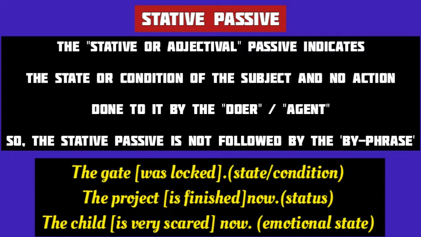Then in the sentence, the child is very scared now. The passive construction is scared indicates the emotional state or condition of the child. Needless to say, is scared is a stative passive construction in this sentence. We understand that none of these passive constructions shows any action or activity, so the doer or agent is not mentioned in the by phrase in any of these sentences.